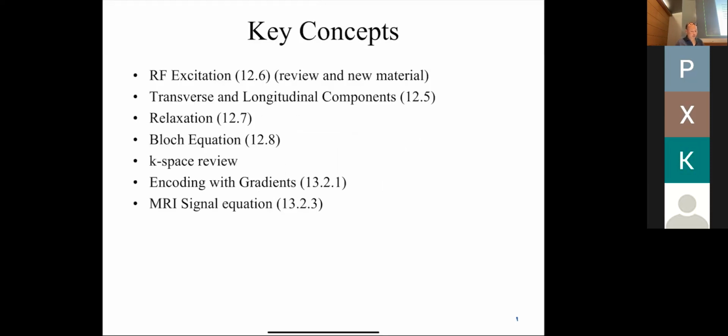So today we're going to review some of the material we did last time, and we're going to cover RF excitation, review, and some new material. We're going to talk about the transverse and longitudinal components of the magnetization. We'll introduce what relaxation means in the MRI context. We'll get to the Bloch equation, which is the governing equation for MRI, and then we'll hopefully get to K-space and talk a little about encoding with gradients. We may or may not make it to the MRI signal equation. If not, we'll get to that next time. Okay. There are a lot of components that you need to understand MRI, so we're building them up slowly. Okay.